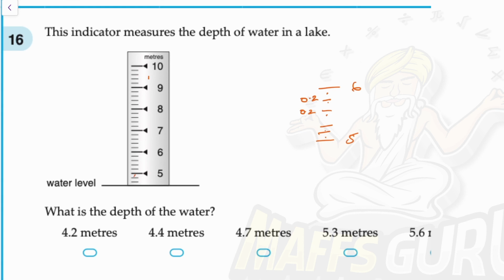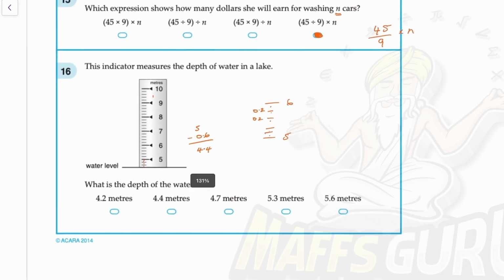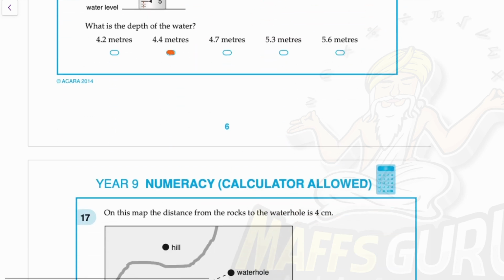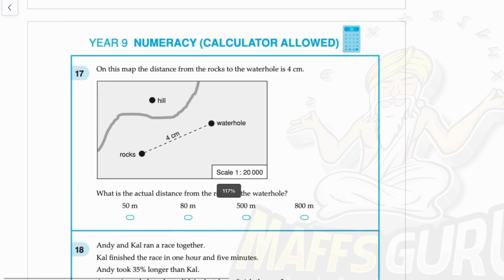So if we look at the 1, 2, and we've got 3 gaps there. So we're going to do 5, but we're going to take away 0.6, which gives me 4.4 meters. All right, so zoom back out, 4.4 meters. Notice it was a trick. Lots of people, I imagine, would have done something like 5.6. It really isn't 5.6.